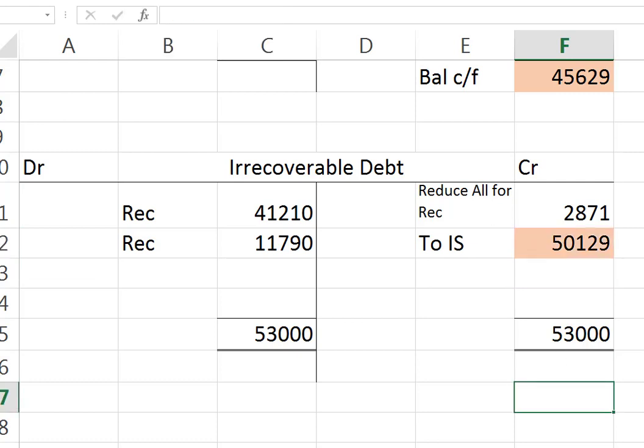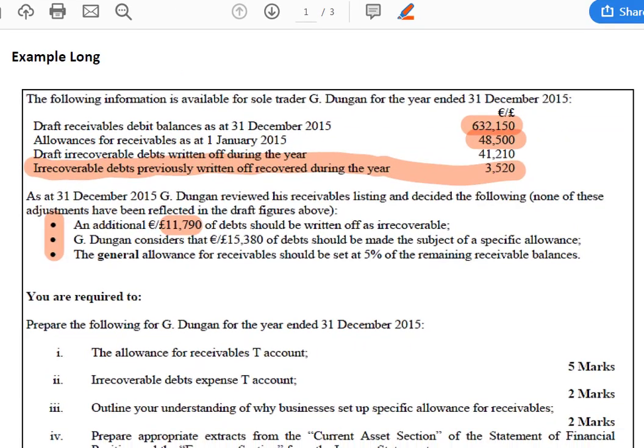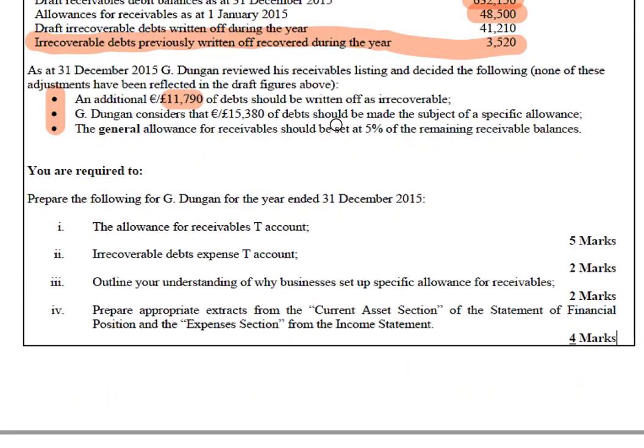Now, so what are we trying to say here? We're saying that the irrecoverable debt expense that we had in this particular instance was 41210 plus 11790. Okay, but we also then had to reduce that expense by the fact that we reduced our allowance for receivables. We reduced our allowance for receivables by 2871. Okay, so remember when we were looking at, hold on till I just pull this back now to make sure that we're all in the loop on this.